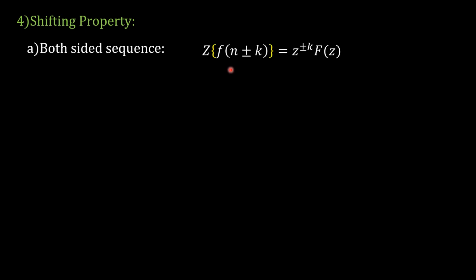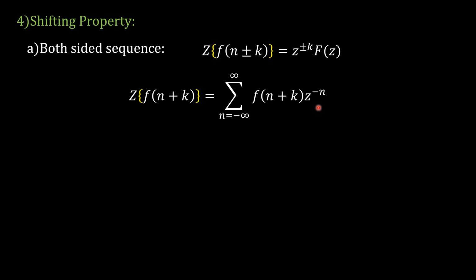Next property is the shifting property. For a both sided sequence, it is defined as Z transform of the sequence f of n plus or minus k is equal to z raised to plus or minus k F of z, where F of z is the Z transform of the sequence f of n. To prove this, we will consider only the left shift property, that is Z transform of f of n plus k is equal to summation, by definition of Z transform, n runs from minus infinity to infinity f of n plus k z raised to minus n.